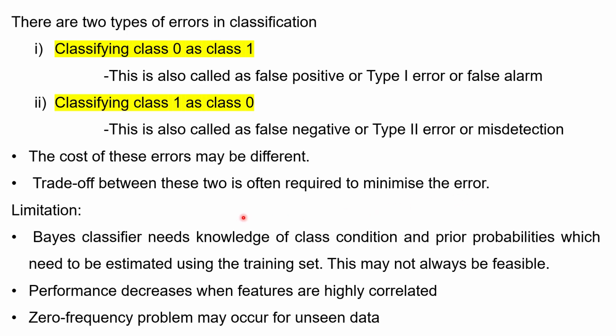Next we shall see about the limitations of the Bayes classifier. The Bayes classifier needs knowledge of class conditional and prior probabilities, which need to be estimated using the training set. So this may not always be feasible. The performance of the Bayes classifier decreases when the features are highly correlated. Also, the zero frequency problem may occur for unseen data.